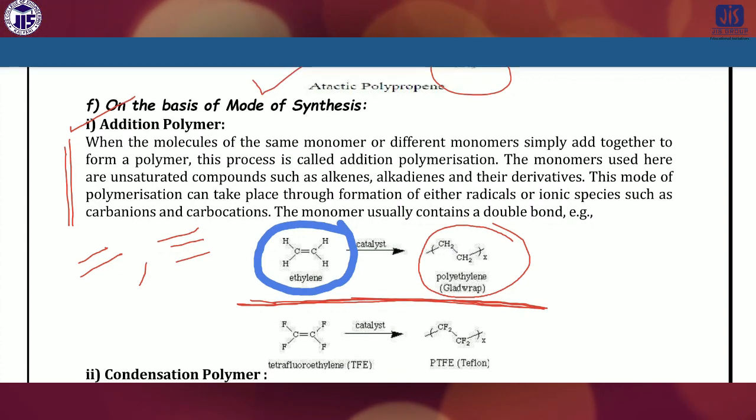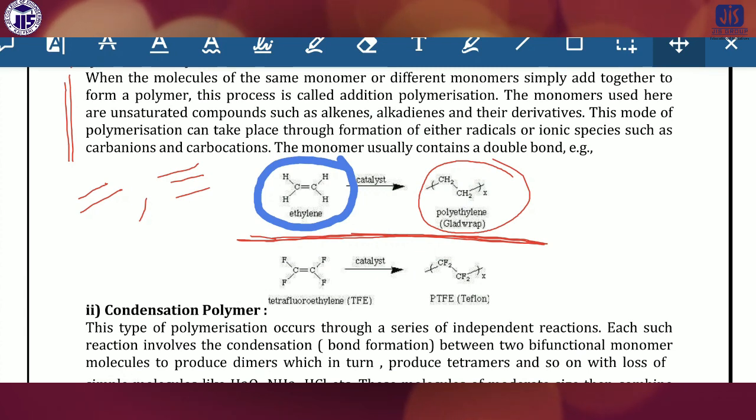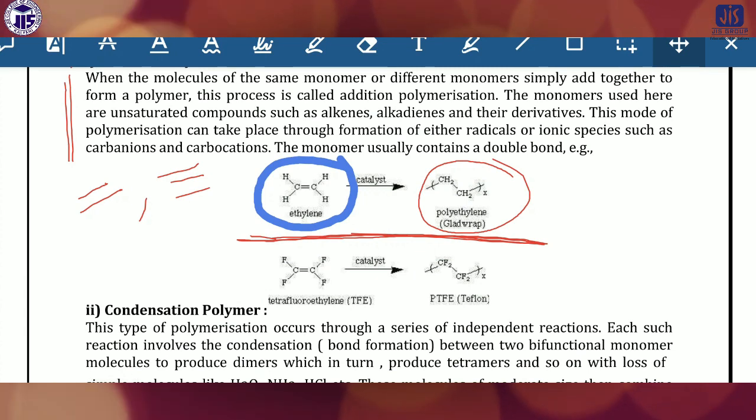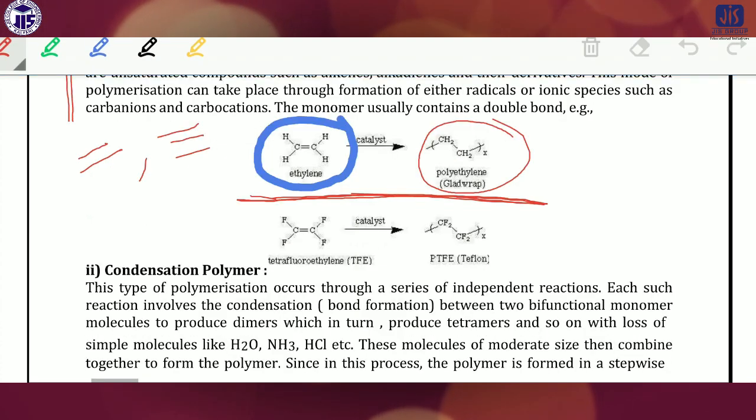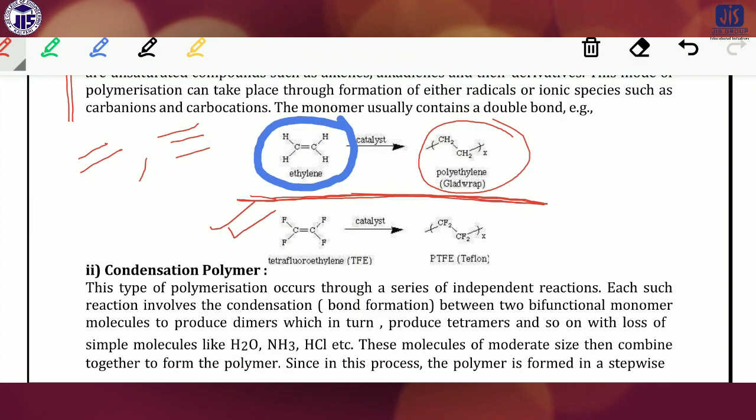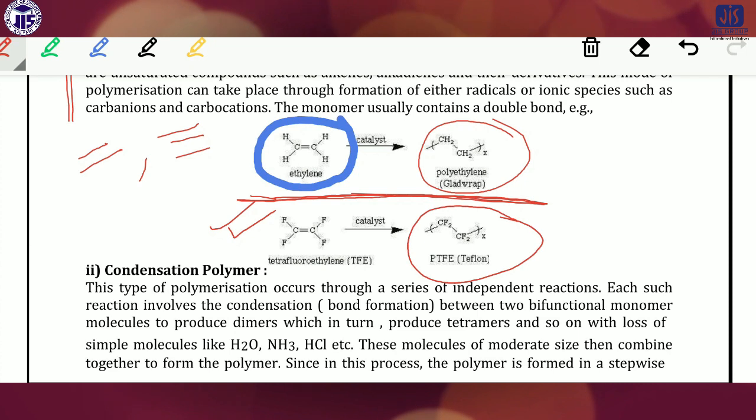Another example is TFE, tetrafluoroethylene. All four hydrogens are replaced by fluorine, and in presence of a catalyst they polymerize to PTFE, Teflon. This is a very common compound, you know, Teflon. I will also discuss in detail a few specific polymers and their applications. But here, look, it is PTFE or Teflon. It is also a kind of addition polymerization where no small molecules are produced, only bond breaking and bond making occur.